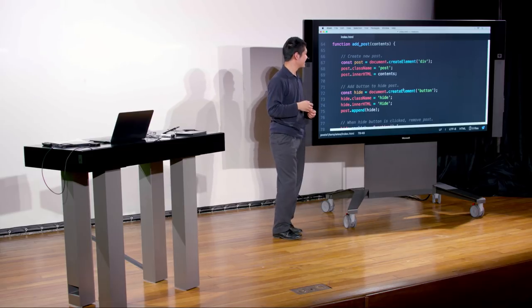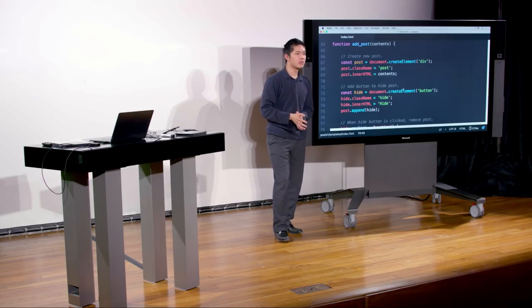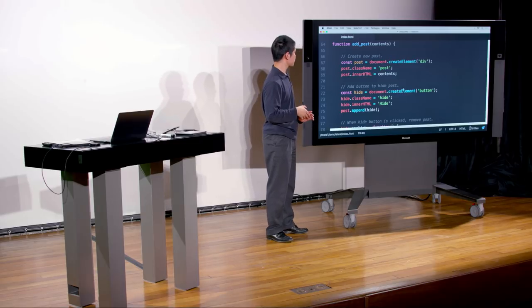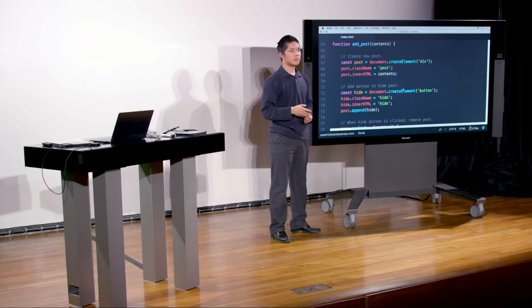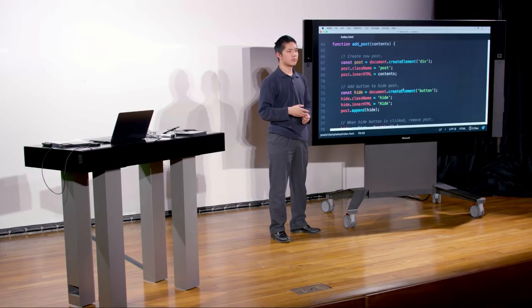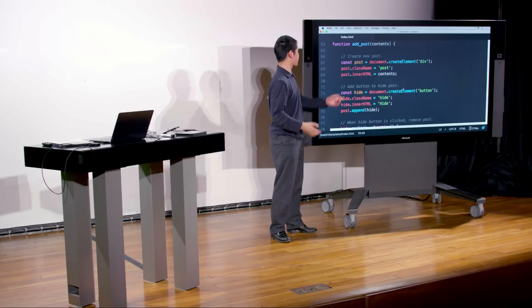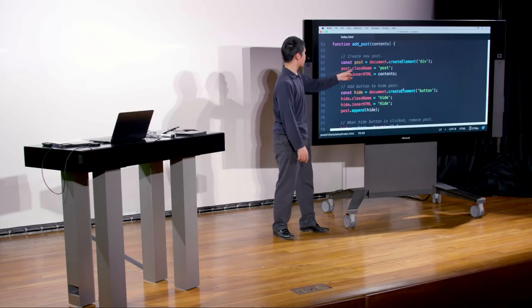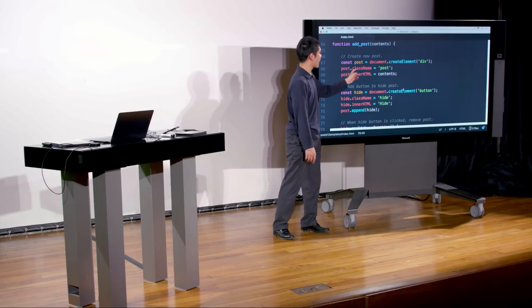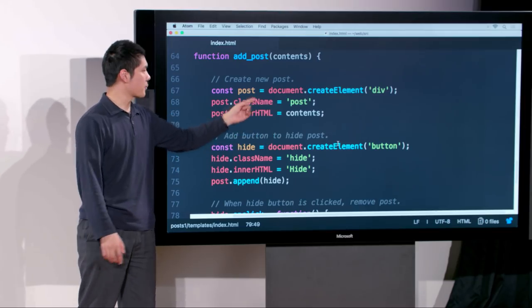Yeah, no problem. But I was wondering about, so you're setting, I don't know what you would call that, like a member of. So even though it's a constant, you're able to assign values to whatever that dot is. Oh, great question. So even though it's a constant, on line 68 and 69, I'm still able to modify the class name and the inner HTML of the post.